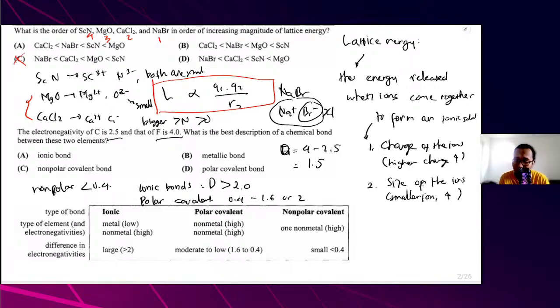As you can see, there is also the metallic bond, which is not relevant because C and F are nonmetals. Based on this information, the difference falls in this range, so it will be a polar covalent bond. All right, let's move on to another question.